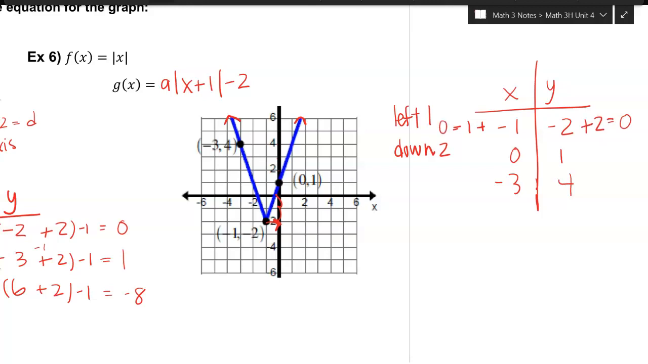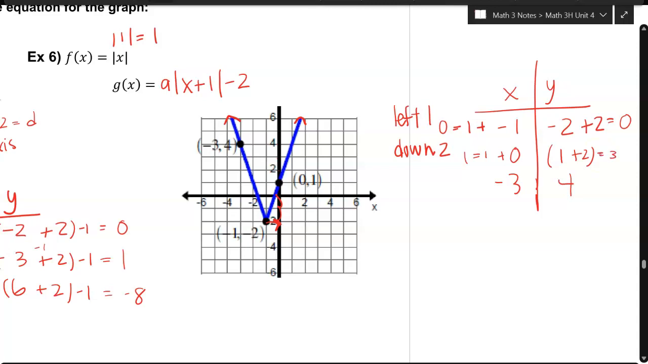So that's okay. Let's look at 0 and 1. So we add 1, which is 1. Then we add 2, which is 3. Now, our parent function, if we put in 1, we should get a 1 out. So we can't get a 3. The x's is right. So that means we do have a vertical stretch or shrink. It's most likely a stretch because it is a skinnier graph.